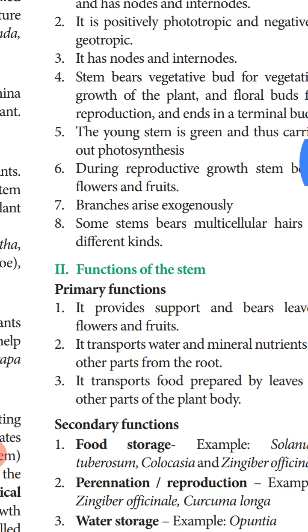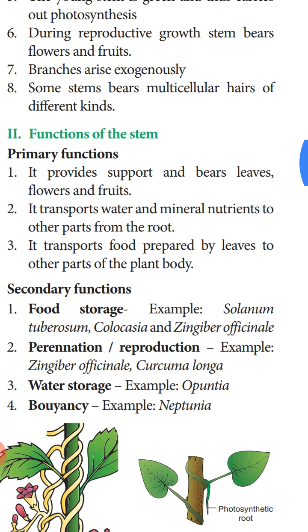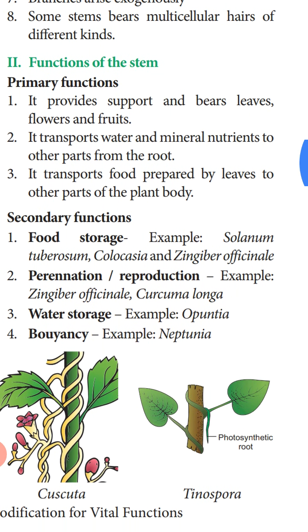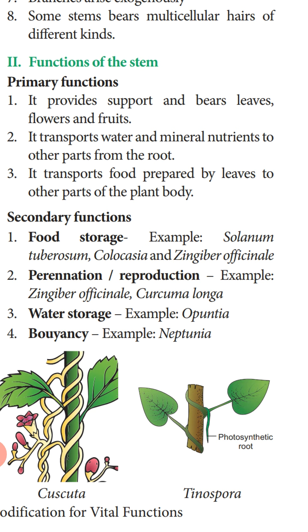Next, we are going to study the functions of the stem. Here it can be broadly classified into two: primary functions and secondary functions. The primary functions are done by the stems of all plants. The first one is that it provides support and bears leaves, flowers and fruits. The stem is the supporting part for the leaves, flowers and fruits. The stem holds all these structures.